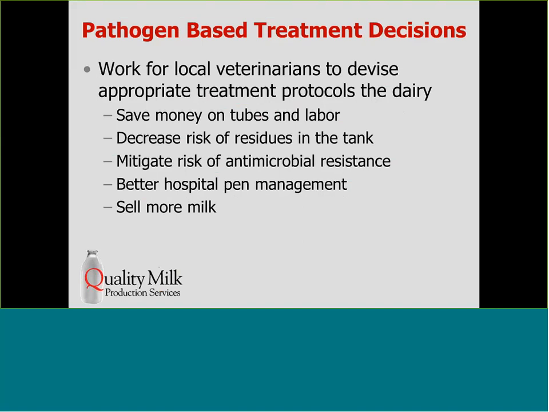I think there's lots of work out there to get with your local veterinarian to devise appropriate treatment protocols for your dairy, because you can save money on tubes and labor, you can decrease the risk of residues in the tank, you can mitigate the risk of antimicrobial resistance, have better hospital pen management, right? If they're in there on average 3 less days, you're going to have lower hospital pen density, and ultimately you're going to be able to sell more milk. So I think that's about where I'm going to end.